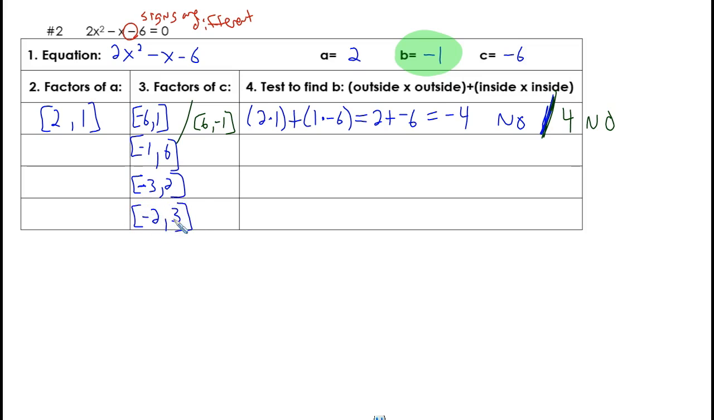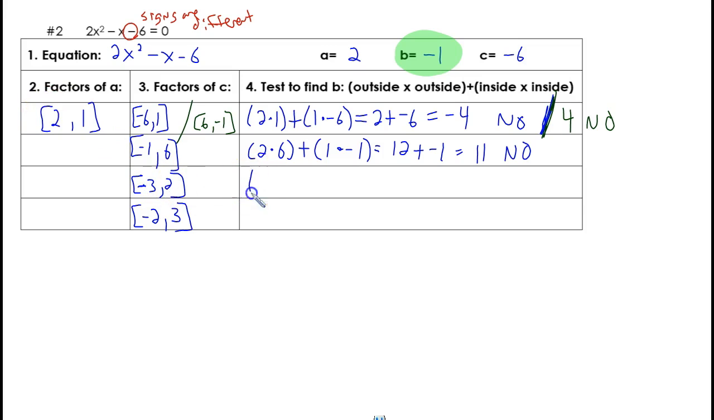All right, so we're going to multiply here, outside times outside, 2 times 6. 1 times negative 1 for the inside times inside. That is 12 plus negative 1, which is 11. 11 is not negative 1. If I switch the sign to negative 11, it would still not be negative 1. So that's another no. Let's try the next one.